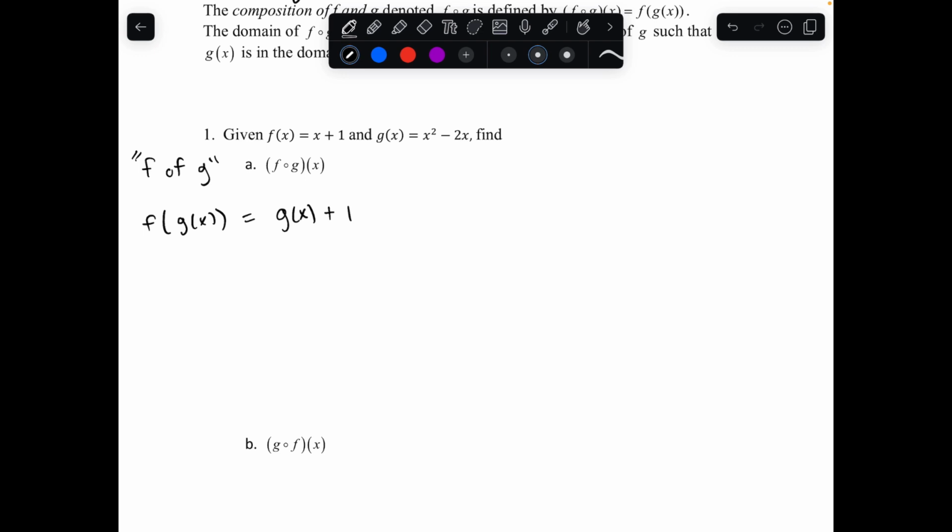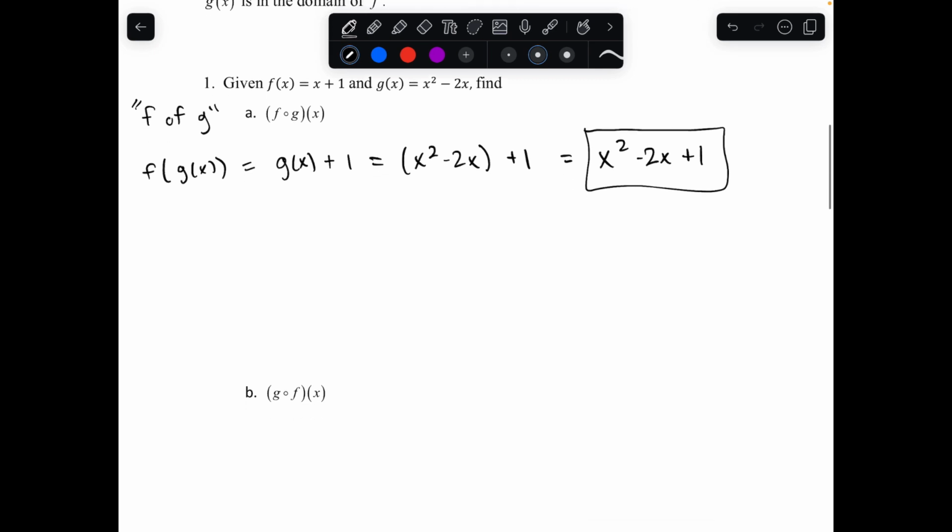And so we get the composition f of g of x is equal to g of x plus 1. Now I know what g of x is actually equal to, right? It's equal to x squared minus 2x. So I can plug that in and I will have x squared minus 2x plus 1 as my answer. Now I can get rid of my parentheses to make this a little bit cleaner. So we get a final answer of x squared minus 2x plus 1. And so we've just found the composition of functions.